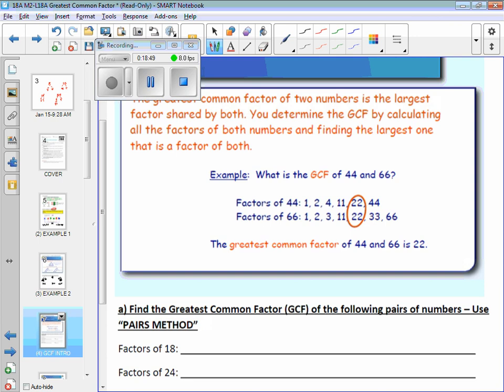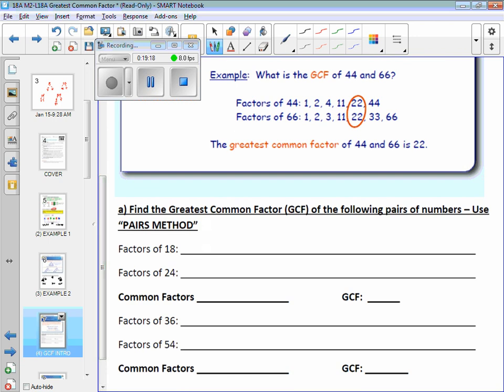Okay, that's using the pairs method. If the numbers are reasonably small, like 44 and 66, where you don't have to make a big long list, this can work. This is fine. But if you start getting large numbers, 144 and 500, you'll be listing numbers forever. So the other way you can do it is using prime factorization, which is easier. Before we get to it, let's practice the pairs method to find GCF. We already did 18. Just recall it from the first page.